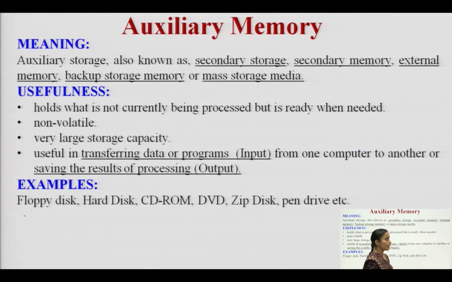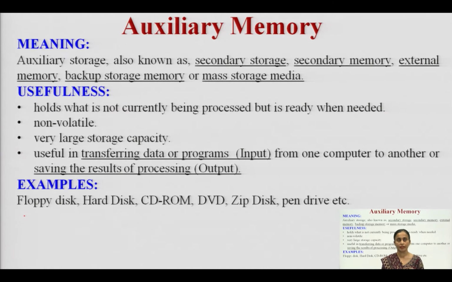So, starting with what we mean by auxiliary memory. Auxiliary memory is also known as secondary storage, or secondary memory, that is externally connected to the CPU, that is external memory, or we can say it is used for taking the backup, storing the backup. So, it is defined as backup storage memory or also called mass storage media.